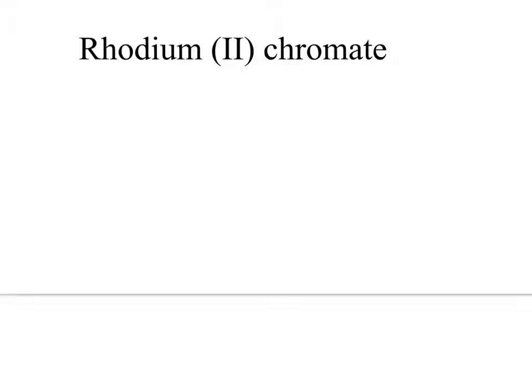Alright, in this one we have rhodium 2 chromate. And so rhodium is going to be Rh. This 2 tells us that its charge is 2 plus in this instance. If you look at rhodium, it is a transition metal. Rhodium has an atomic number of 45, and so it looks like it has charges of 2, 3, or 4. In this case, it is 2.